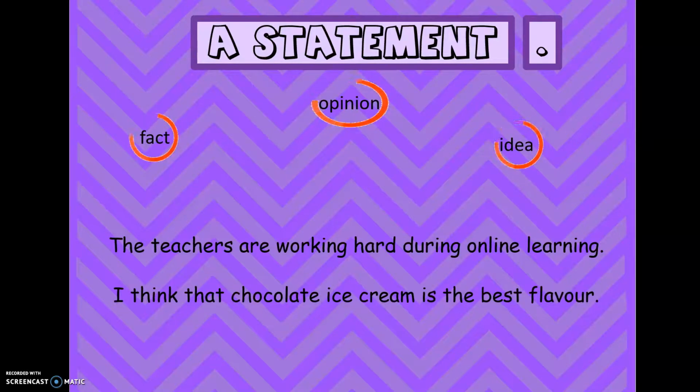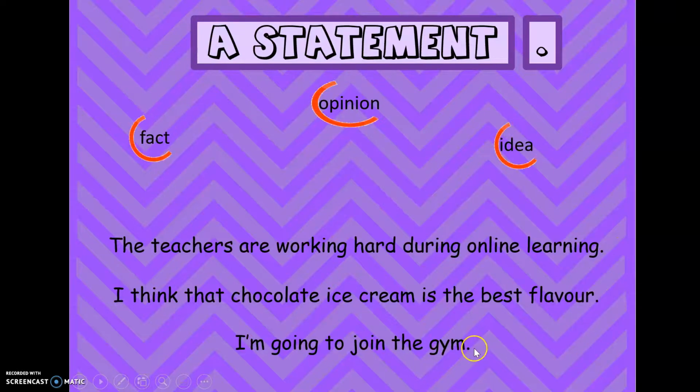I think that chocolate ice cream is the best flavor. I'm just giving you my opinion. You do not have to do anything with that opinion. I'm going to join the gym. I'm just telling you my idea. So all of those are statements, and statements always end in a full stop.